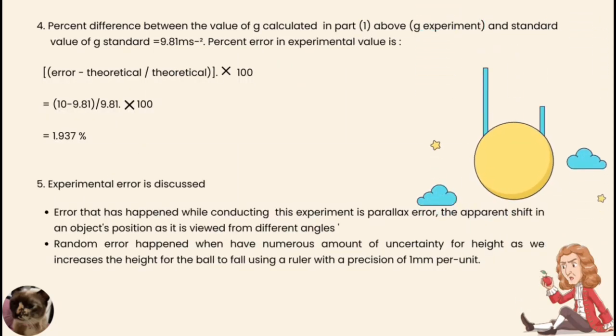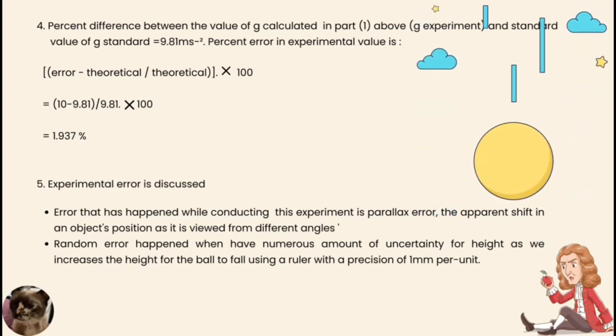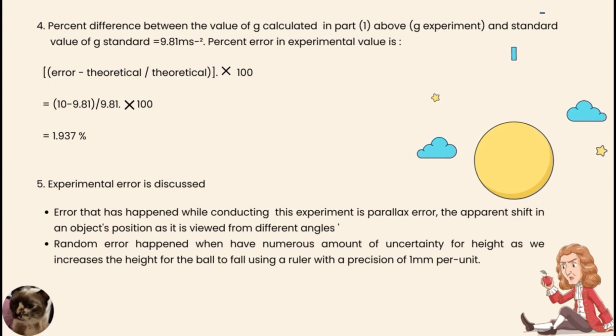So the fourth analysis is the percent difference between the value of g calculated in part 1, g experiment, and the standard value of g standard equal to 9.81 meters per second squared. Percent error in the experimental value is experimental minus theoretical over theoretical times 100. Hence, we got 1.937%.